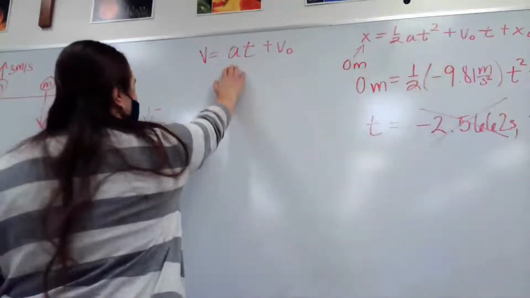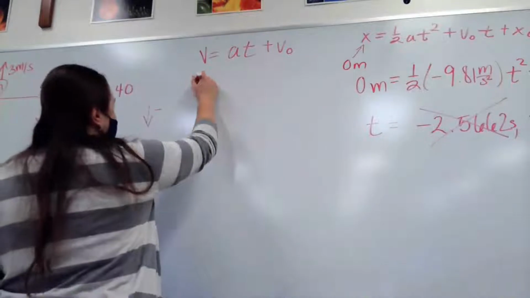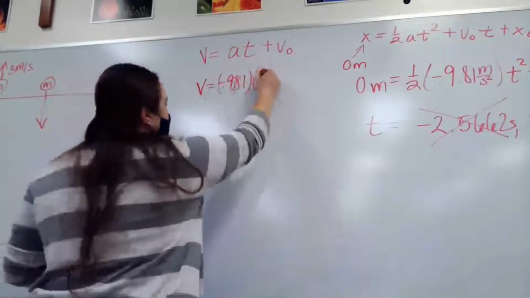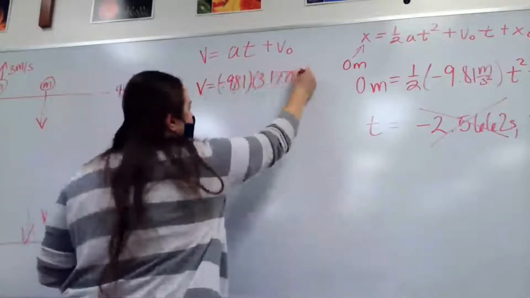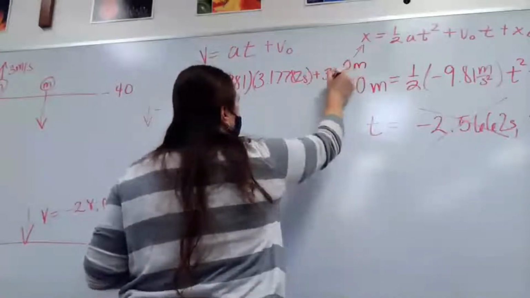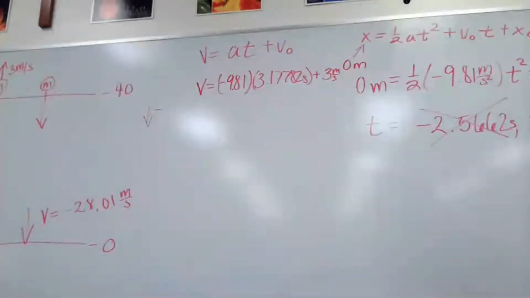Now we're going to take that time and put it in here, and we're looking for our final velocity. So we want to go negative 9.81 times our 3.17782 plus our initial velocity of 3 meters per second. So, what do you guys get?